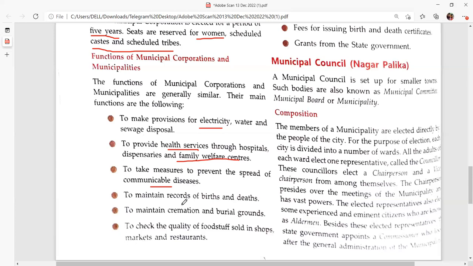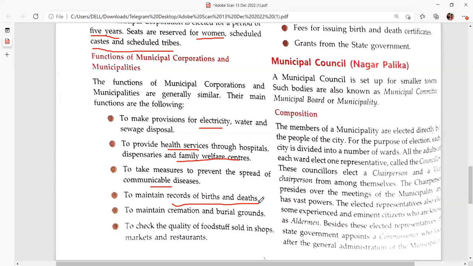Maintain record of births and deaths. Why is it important to keep the record of birth and death? Suppose in a hospital, in a day, 50 births are taking place. In another hospital, 70 births are taking place. So it will be known how many children are taking birth and how many people are dying, so that we can calculate our birth rate and death rate. And the records will be kept in a municipal corporation and sent to the government, so that it can come into record or into your data.